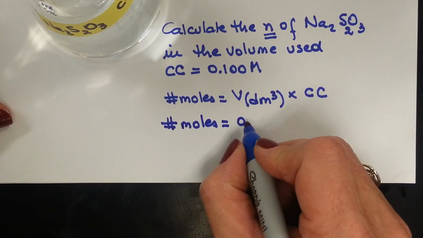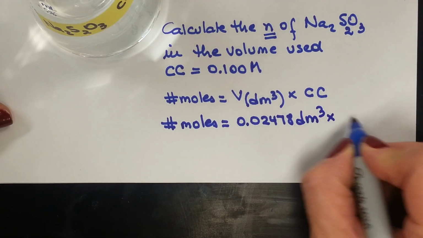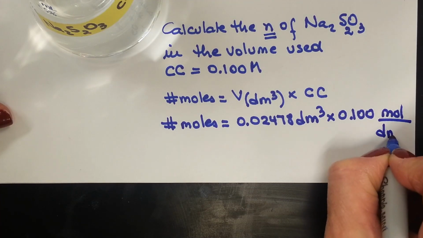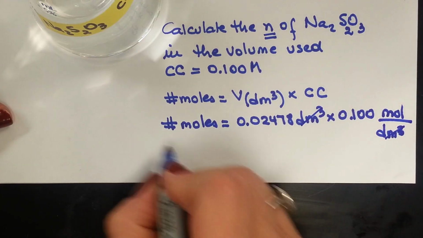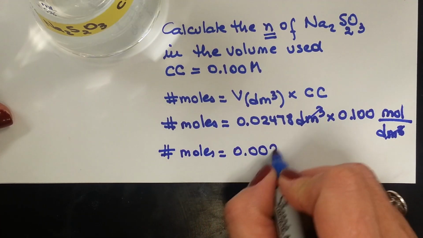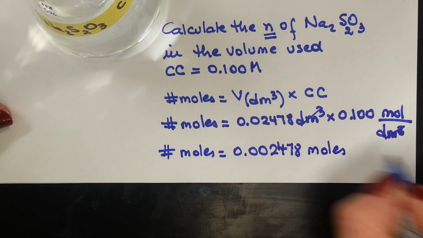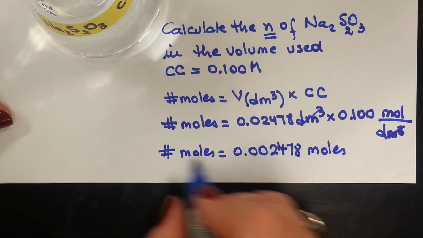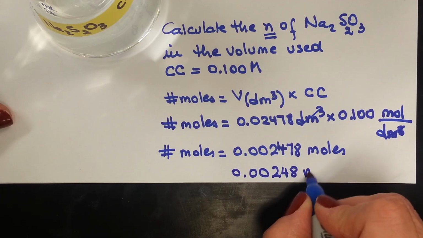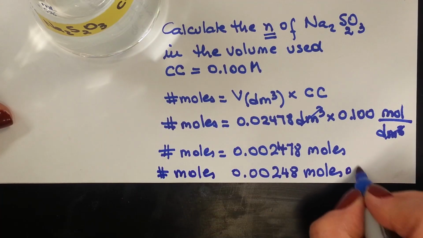equal to 0.02478 decimeters cubed times 0.100 moles over decimeter cubed. So decimeter cubed cancels with this one, and the number of moles is equal to 0.002478 moles. With three significant digits, it's going to be 0.00248 moles of thiosulfate.